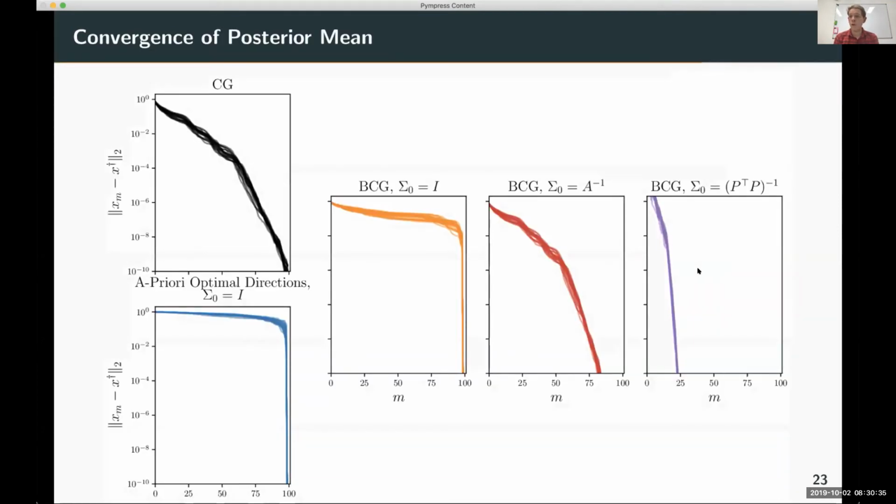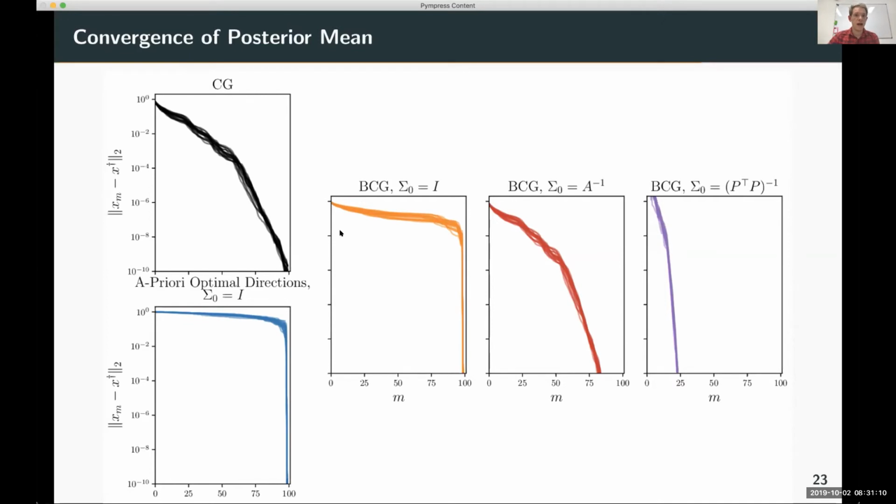So these are the results for the convergence of the posterior mean. On the left, I've got these two solutions to the linear system from iterative methods based on different search directions than the Bayes CG search directions. For the CG search directions in the top left, the y-axis shows the 2-norm of the error for the iterate, and the iteration number is on the x-axis. In the bottom left, we've got these a priori optimal directions, which you can think of as essentially random. And then we've got solutions, posterior means from Bayes CG, for these three different choices of prior.